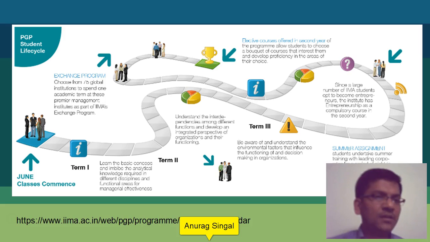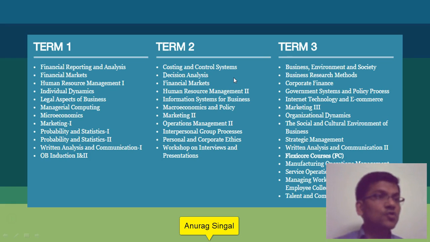Most people say about IIM Ahmedabad, for example, that if you survive PGP 1, that's the first year of PGP, you can survive anything. You have an exchange program, and that's how it happens. So the kind of subjects that one studies is at a breaking speed. It's like FRA, financial markets, HRM, individual dynamics, legal aspects of business, managerial computing, microeconomics, marketing, probability, statistics, written analysis and communication, OB induction, costing, decision sciences.